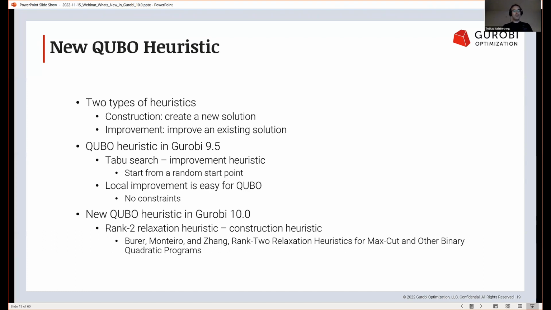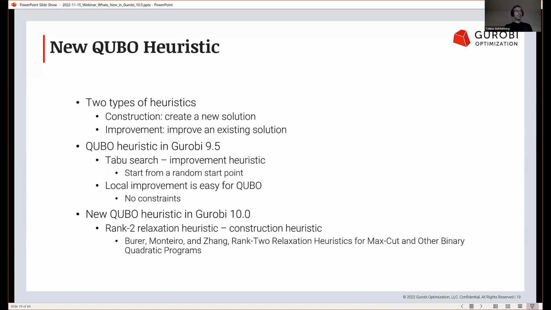And in Gurobi 9.5, we only had an improvement heuristic based on tabu search. So you start from some starting point, usually the current solution, and then you apply steps to find a better solution. So this is local improvement, and this is it for QUBO. It's very easy because there are no constraints, right? So every solution that you encounter is feasible. It could just be that it has an inferior objective value.